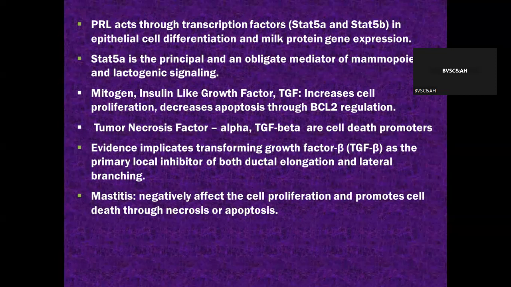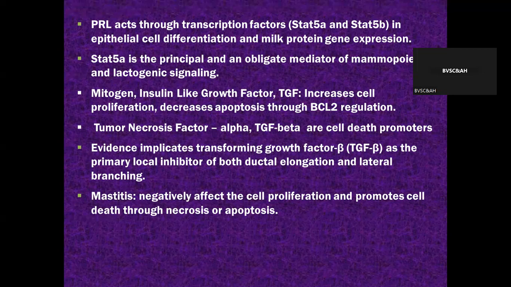Mitogens like insulin and growth factors, like TGF, all cause cell proliferation and decrease apoptosis through BCL2 regulation. So if they increase the proliferation of the epithelial or secreting cells, in other words, they have a galactopoietic effect, and they maintain the lactation. Whereas tumor necrosis factor alpha and TGF beta are cell death promoters, and they negatively regulate this. Evidence implicates transforming growth factor beta as the primary local inhibitor of ductal elongation and lateral branching. Again, a negative factor there.